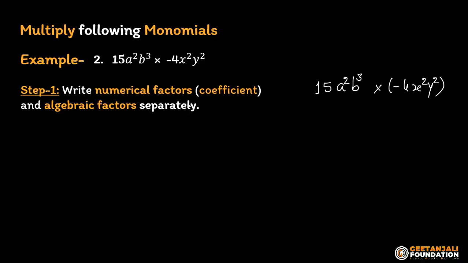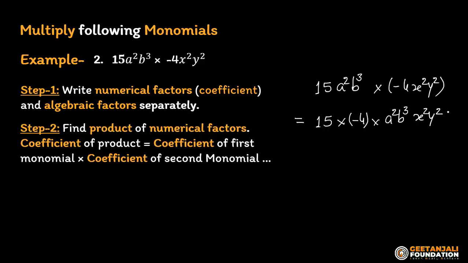So now I have to follow the first step over here. I will write separately numerical factors and algebraic factors. The numerical factor is 15 in this monomial and the numerical factor is minus 4. Whenever you take a numerical factor, you will take it along with its sign. So it is minus 4, 15 times minus 4. And we have to write algebraic factors now. So we will write a square b cubed and x square y square. So we have written numerical factors and algebraic factors separately.